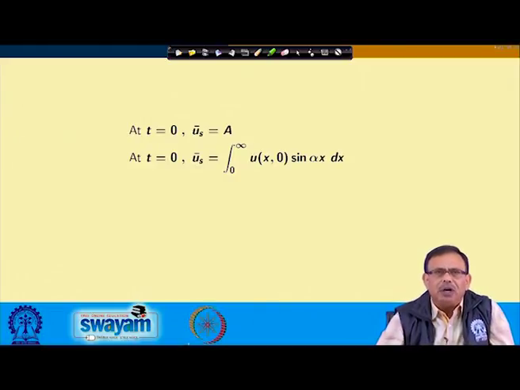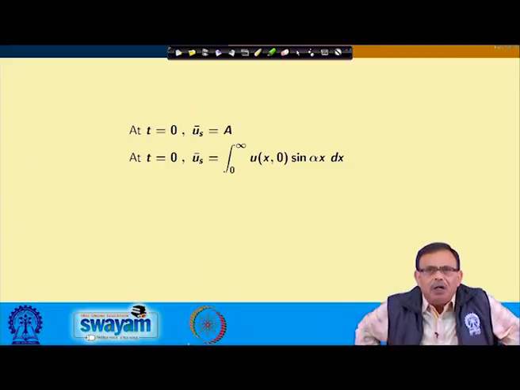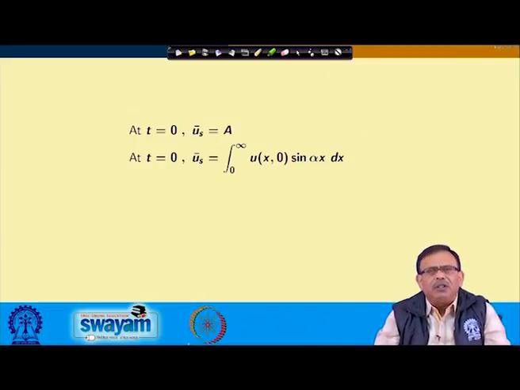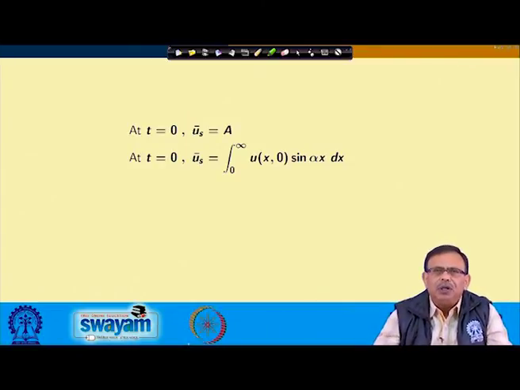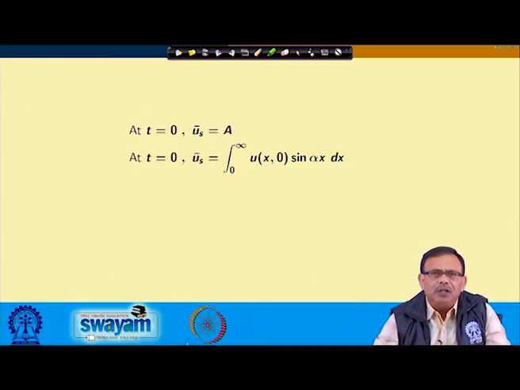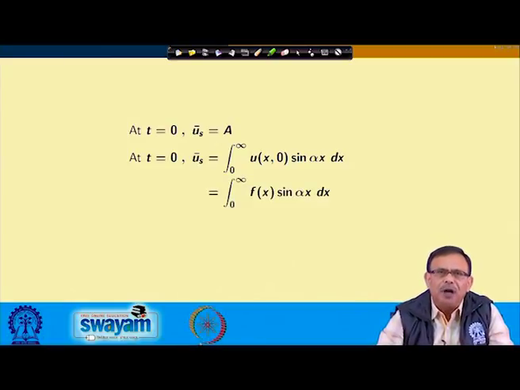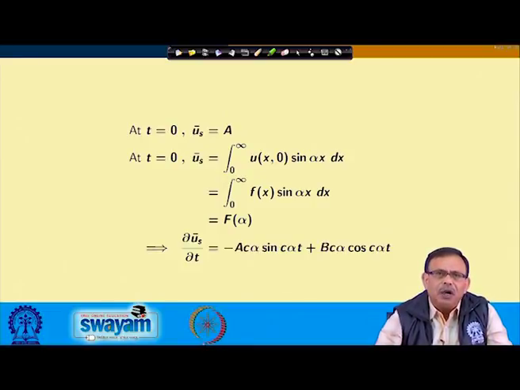u bar s is nothing but the Fourier sine transform of u(x,0). So, I am writing this. I have not written here root over 2 by pi because ultimately I will put it in the same form. u(x,0) is given as f(x). Therefore, I can write that this is the Fourier transform F(alpha), where F(alpha) is the Fourier sine transform of f(x). Therefore, you are obtaining A equals F(alpha).